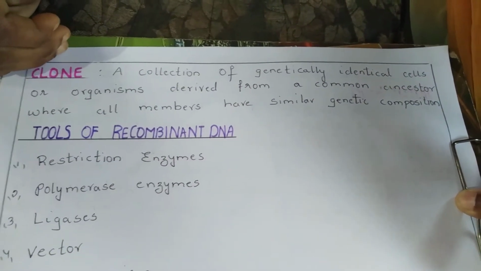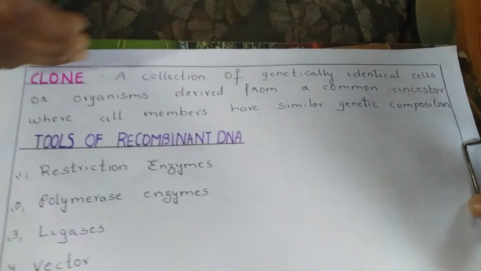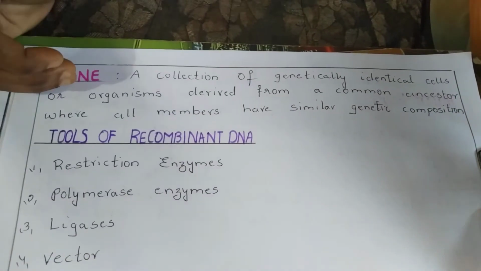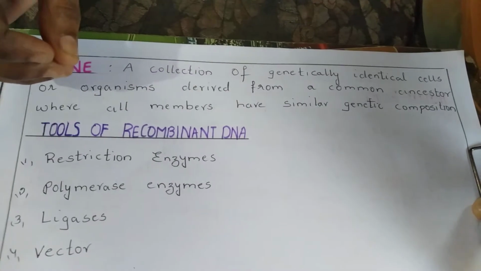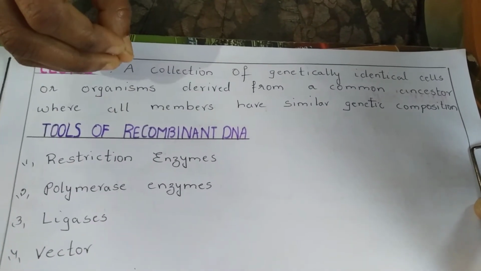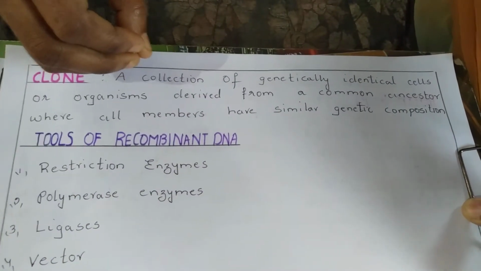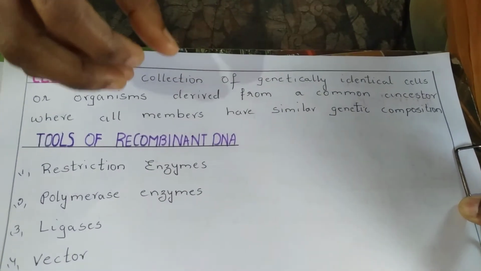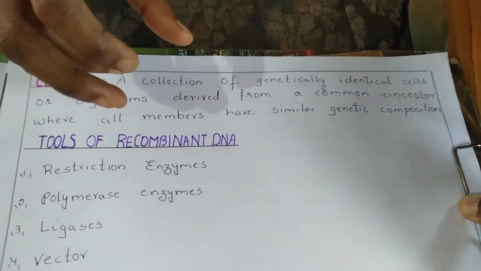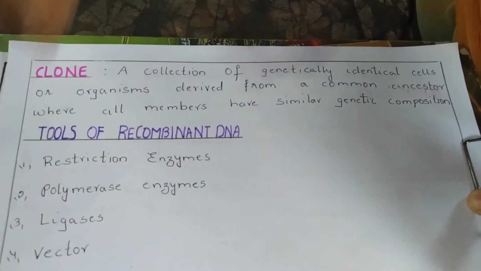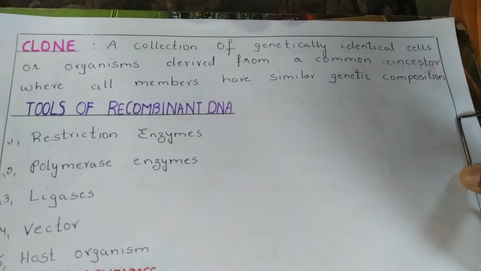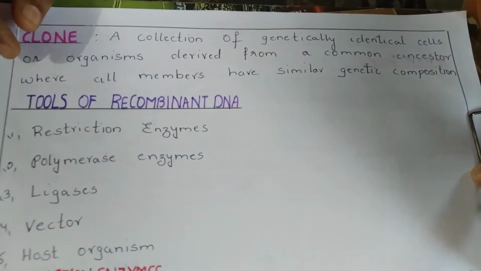In the above example, the E. coli cell has given rise to a number of cells through division, and all these cells have the same genetic composition as the mother cell. That set of cells is called a clone. The process of getting these multiple copies of cells with the same genetic composition is called cloning.